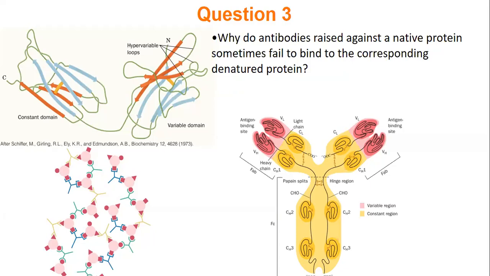why do antibodies raised against native proteins fail to bind corresponding denatured proteins? All right, so the idea behind this question is just to get you to further understand how protein-protein interactions work, right? Where it's all based on charge and geometry. So binding based on charge and geometry.